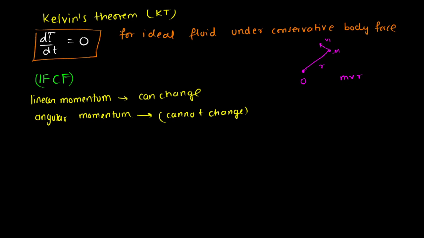But by conservation of angular momentum, this means that if the distance between the mass m and point O shortens, that would mean r shortens, but for the conservation of angular momentum, the velocity must increase. So the angular velocity can increase, but the angular momentum has to be constant by Kelvin's theorem.